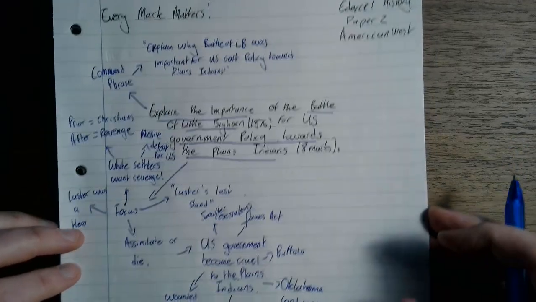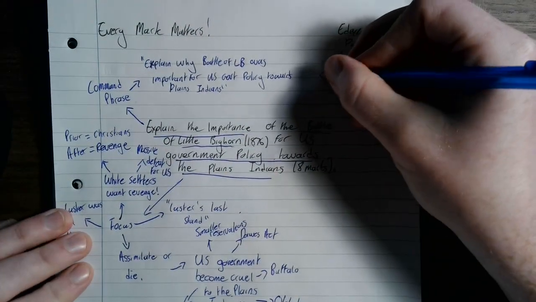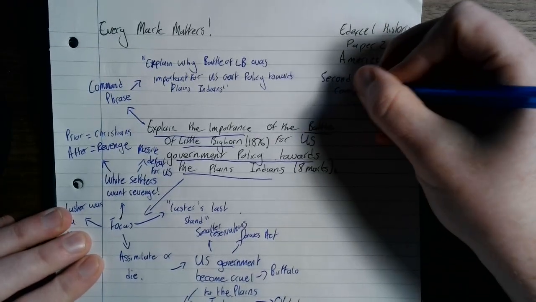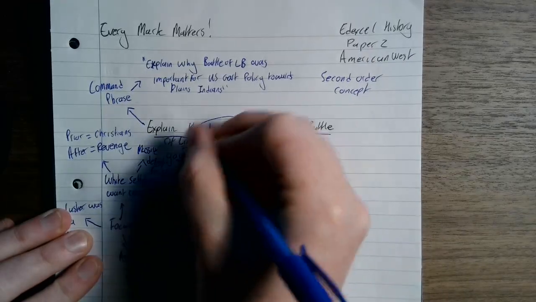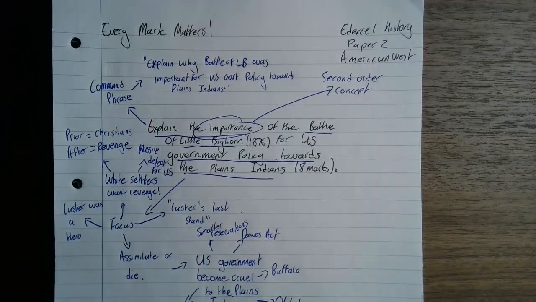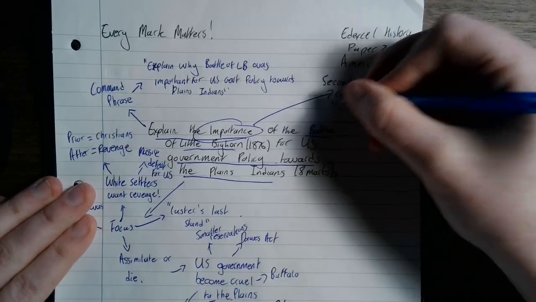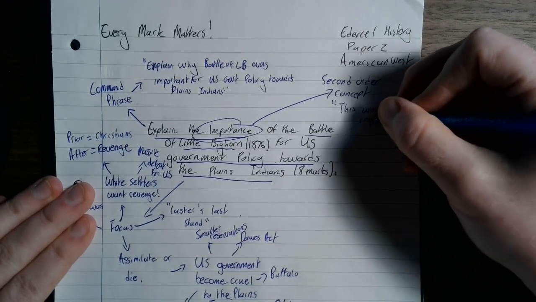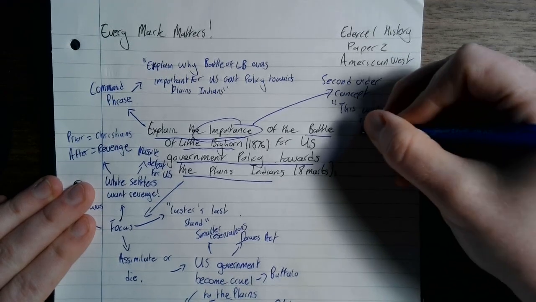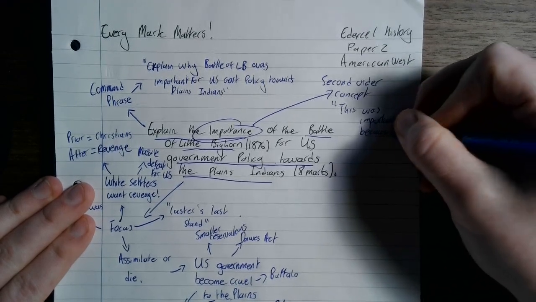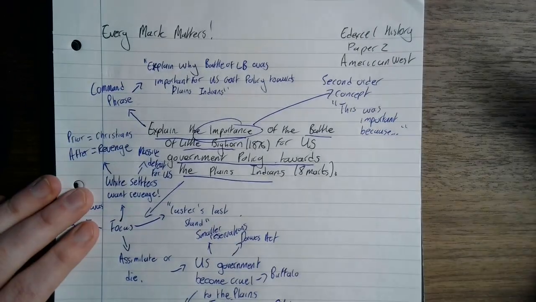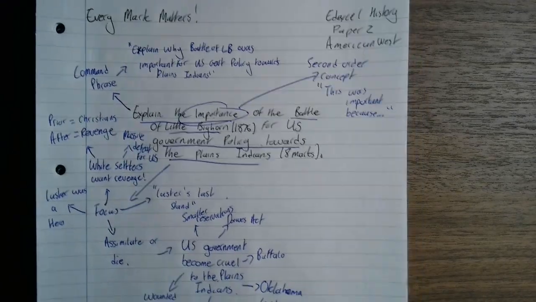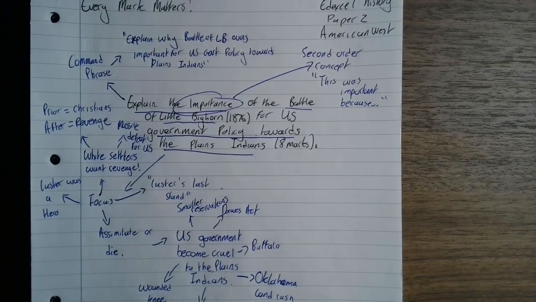And then the final part I want to show you is the second order concept. Our second order concept is importance. To put it simply, when you're explaining, you can use phrases such as "this was important because". By doing that, you are directly applying your explanation to the actual focus of the question. Okay, so we've broken apart the question there.